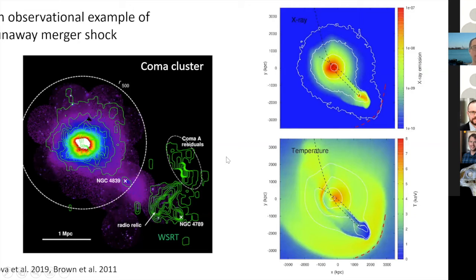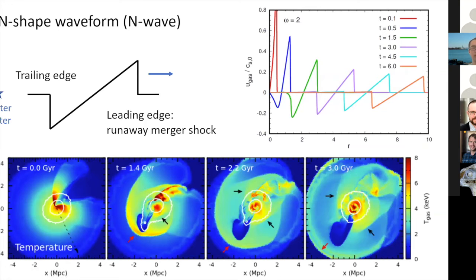And more interestingly, in our simulations, we found that in the detached phase, a well-developed merger shock shows an N-shaped waveform. The aforementioned runaway merger shock is actually just the leading edge of this N wave. There is another trailing edge, which is closer to the cluster center. And the typical distance between the trailing and the leading edges could be up to Megaparsec scale.